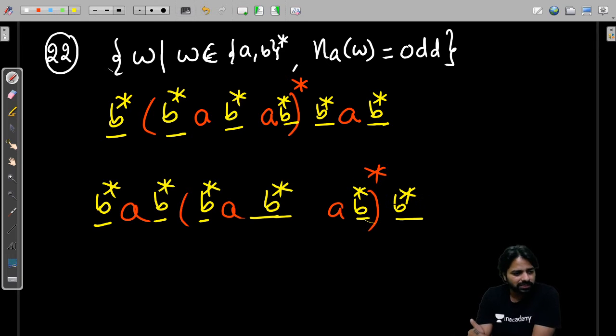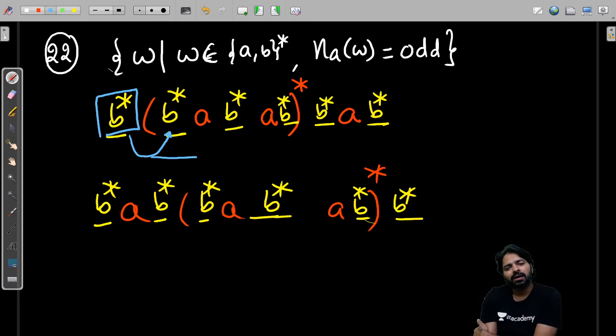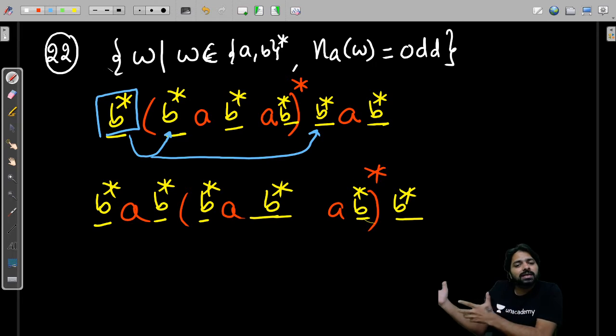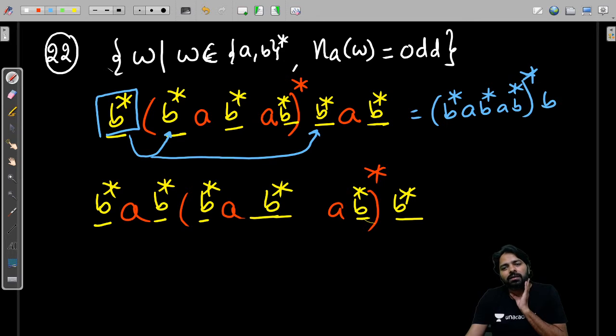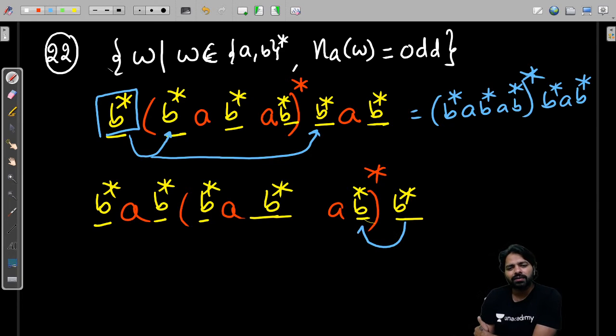This many B's are really not required. Why, guys? See, you are having B star here. Why are you writing it? Already this B star can be covered here. If you go inside, B star is already there first. If you go outside, B star is already there first. So this B star you can delete. So you will get a very simple other one: B star, A, B star, A, B star and B star, because that B star is actually not required. Similarly, this B star is already covered here.